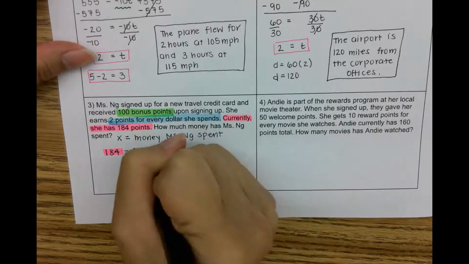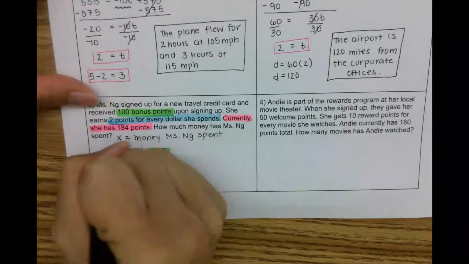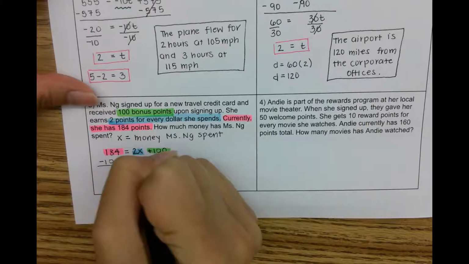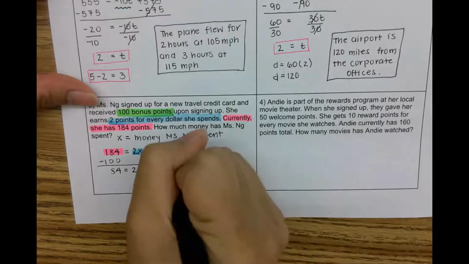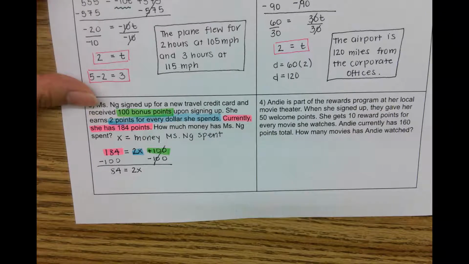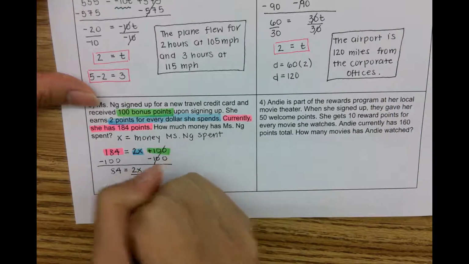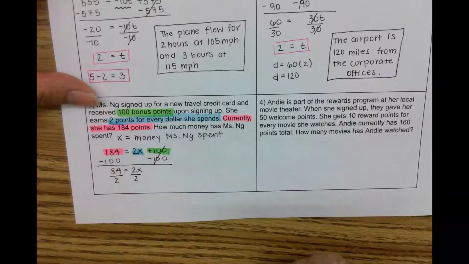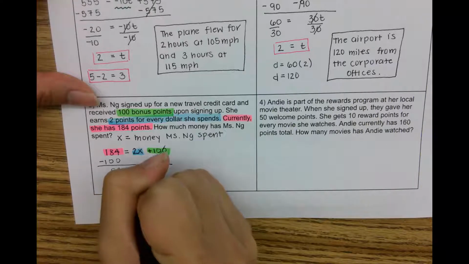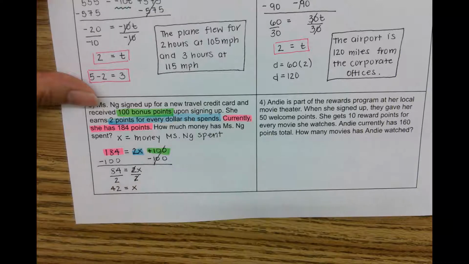Okay, so I'm going to start by subtracting 100. Okay, 184 minus 100 is 84. 2x stays the same. The 100 minus 100 cancels to be 0, so it's 2x plus 0. Then, since this is 2 times x, all I have to do is divide by 2. 84 divided by 2 is 42. This 2 divided by 2 cancels out to be 1, so now I have 1x.